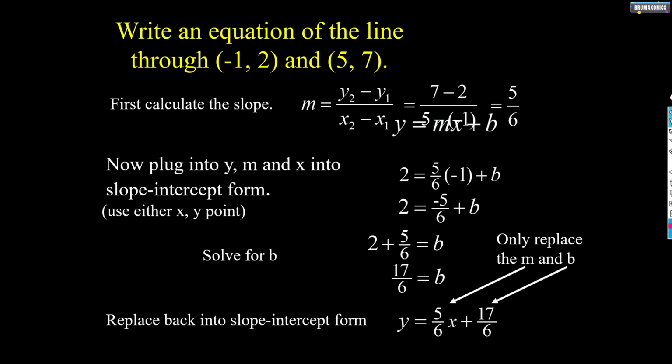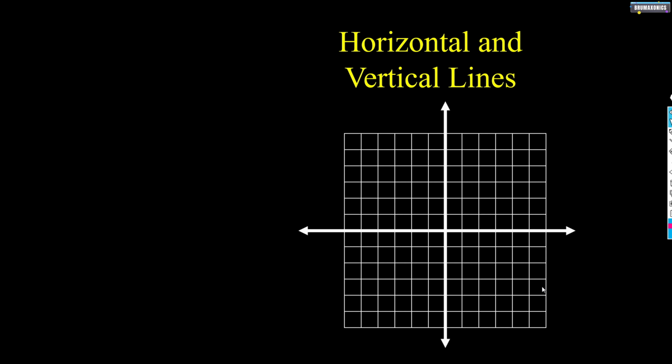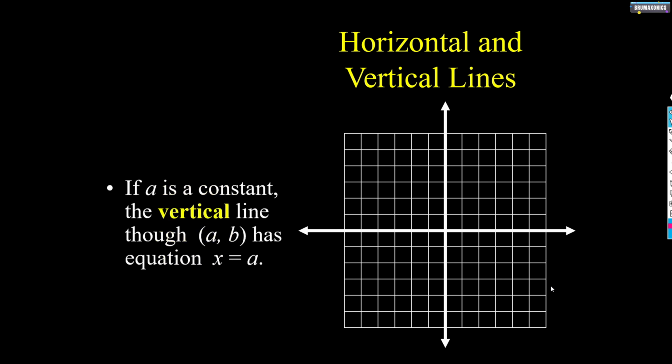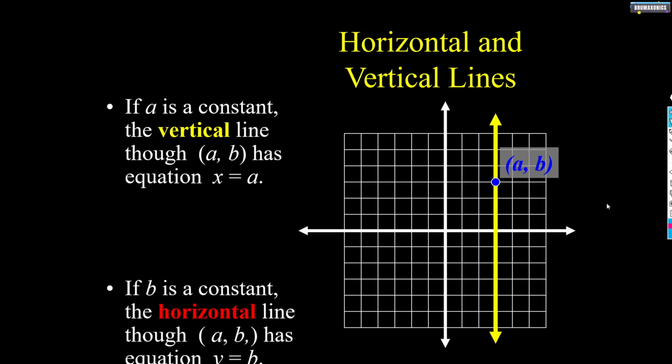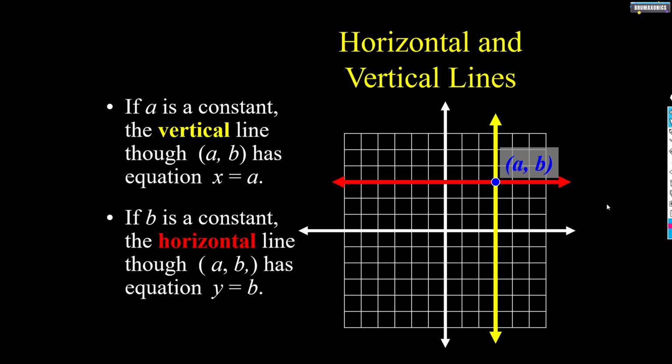And remember, we only replace the m and b because they are the vital ones, right? So someone can actually try to think about the horizontal lines and vertical lines and how this can actually affect the slope or the gradient of that particular line. And with that, it means that if b is constant, then the horizontal line through AB will definitely give us y equals b.